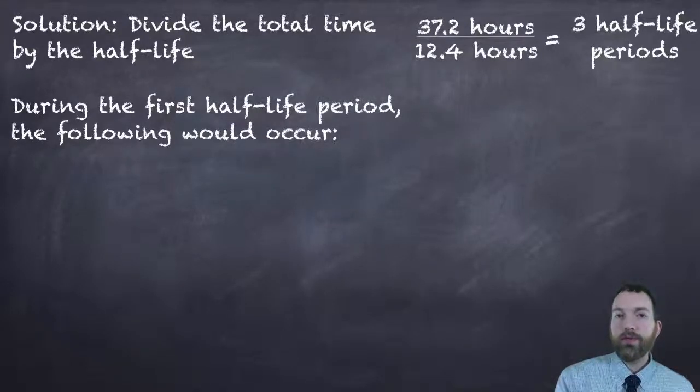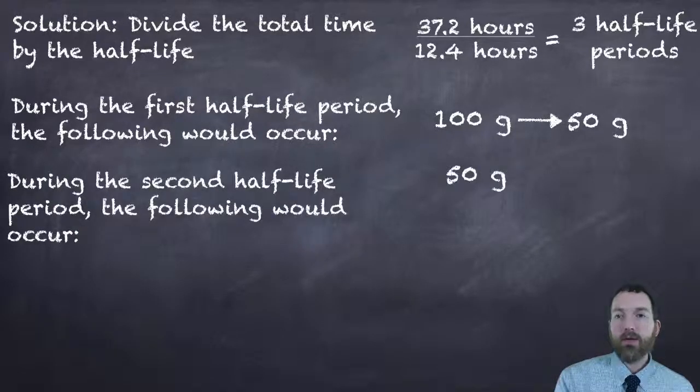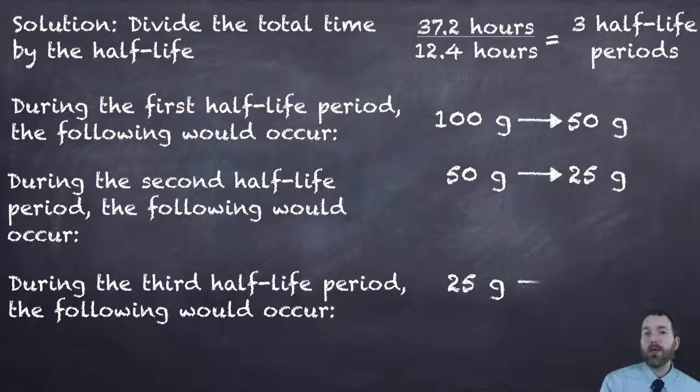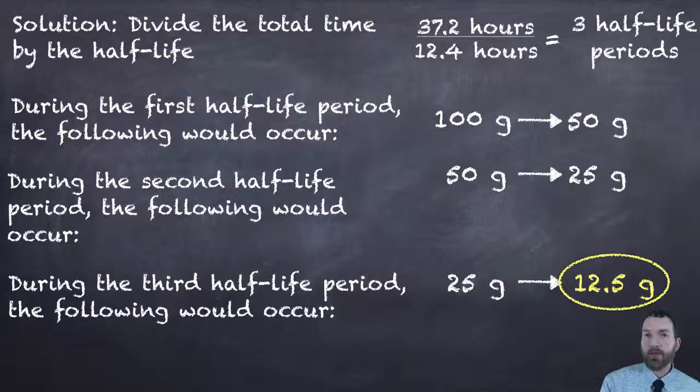During the first half-life period, the 100-gram sample that we start with is going to break down to 50 grams. During the second half-life, the 50-gram sample that we now have is going to break down by half. That's the definition of a half-life. It's going to break down in half to 25 grams. And then we have one more half-life to go through. During the third half-life, that 25-gram sample is going to decay down to 12.5 grams. So this is one way to do it, just attack the problem logically.